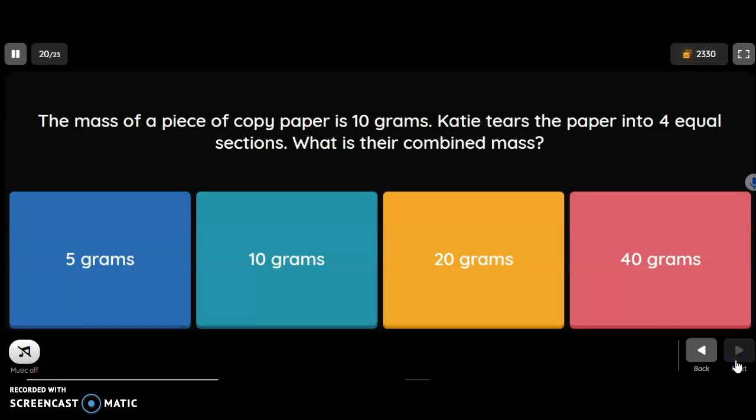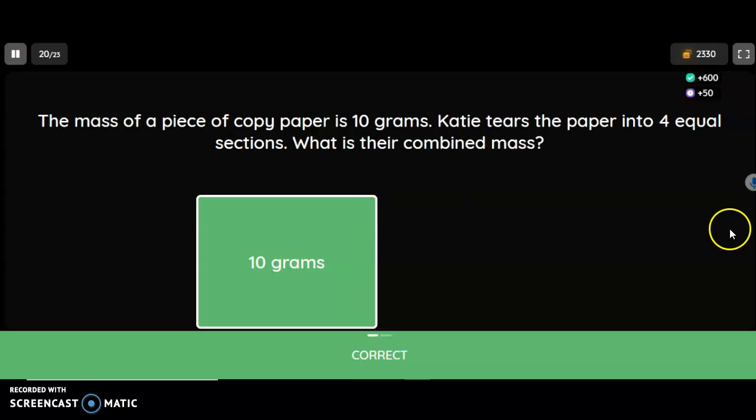The mass of a piece of copy paper is 10 grams. Katie tears the paper into 4 equal sections. What is their combined mass? It does not say 10 divided by 4 is 2.5, which I think should have been one of the answers down here. It's a 10-gram piece of paper. I tore it to shreds. It still weighs 10 grams.